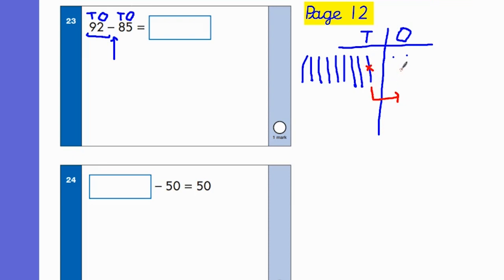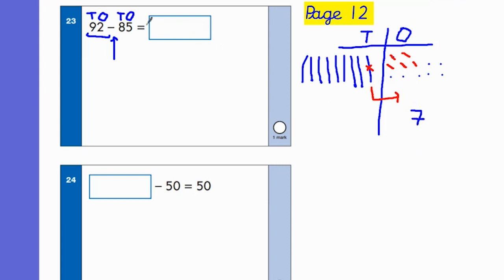And then that 10 becomes over here 10 1s. 1, 2, 3, 4, 5, 6, 7, 8, 9, 10. Now we've got 10, 11, 12 1s on this side, and we can take away 5. So 1, 2, 3, 4, 5. Okay, what does that leave us with? 1, 2, 3, 4, 5, 6, 7 1s on this side.